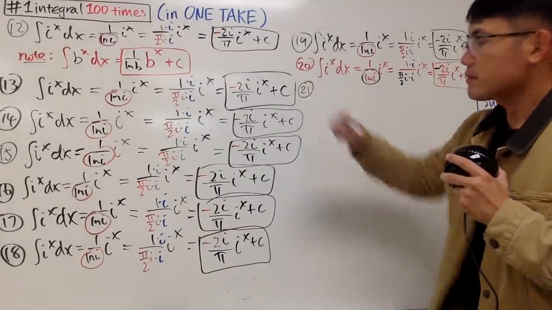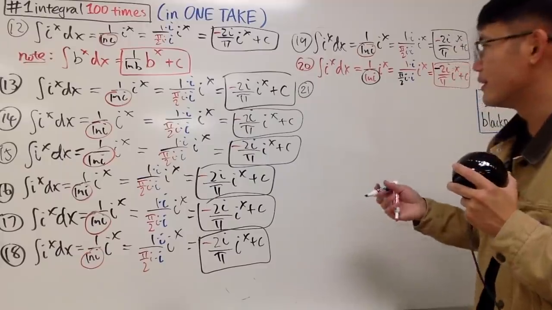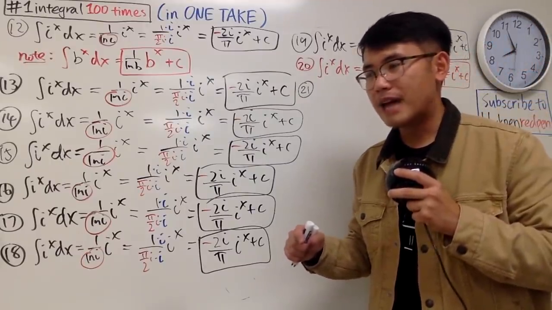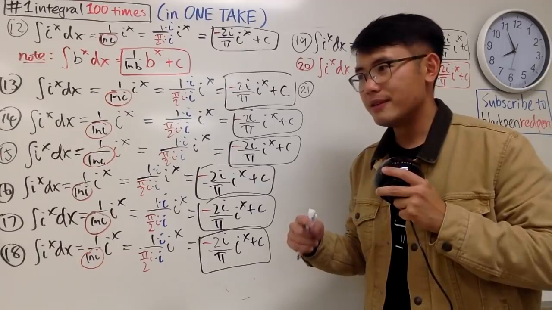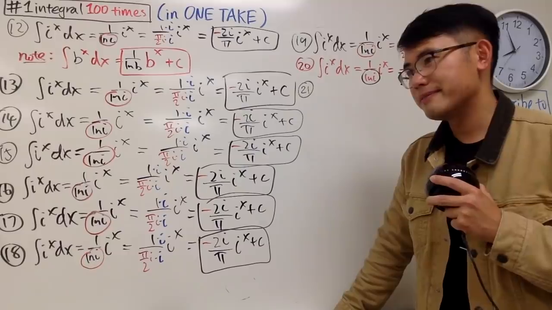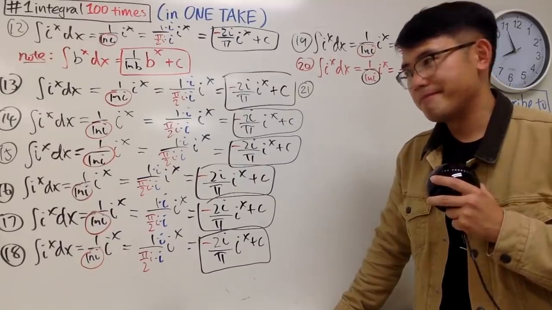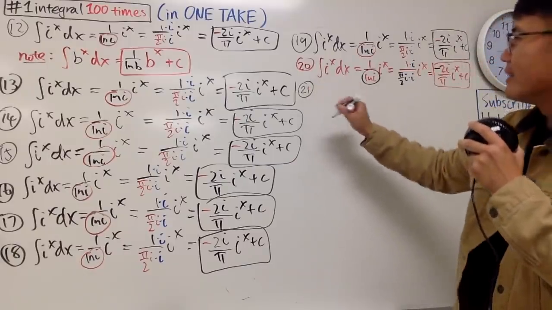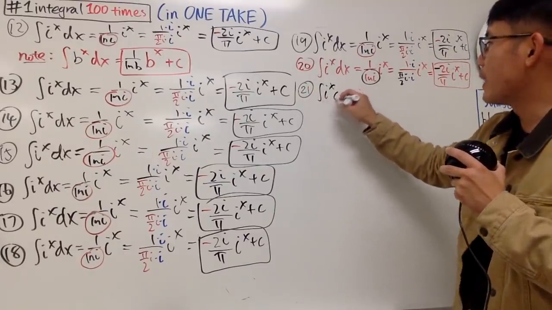Now, continue. Number 21. Okay, 40 minutes. I have to do 4 more times. I will see. We can do it. We can do it.